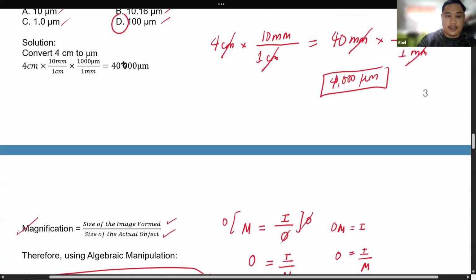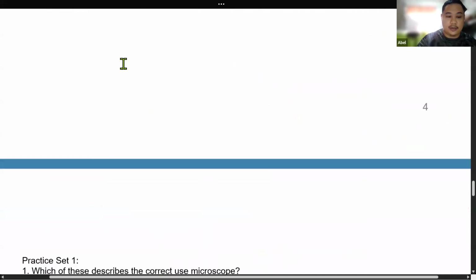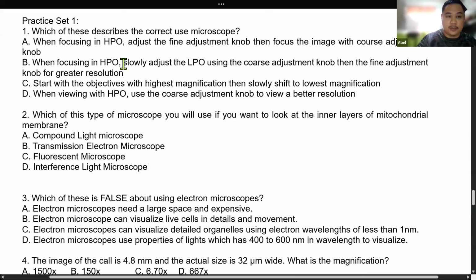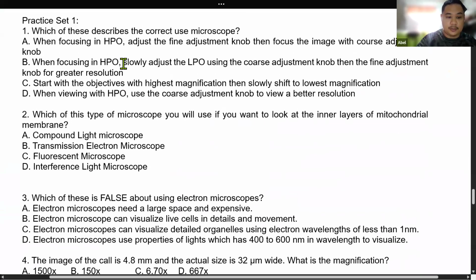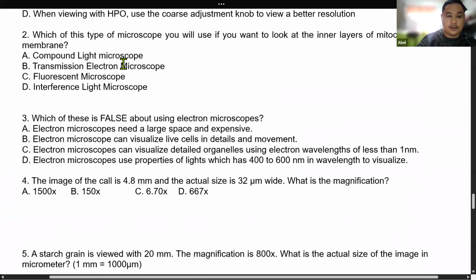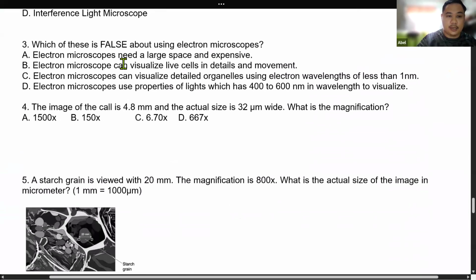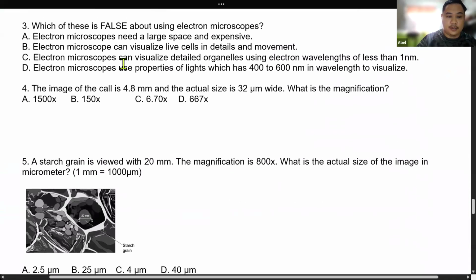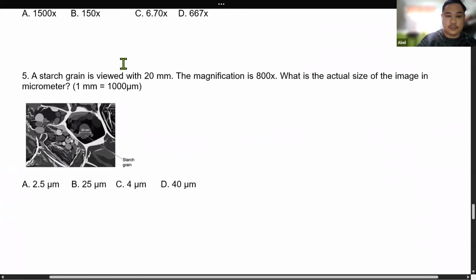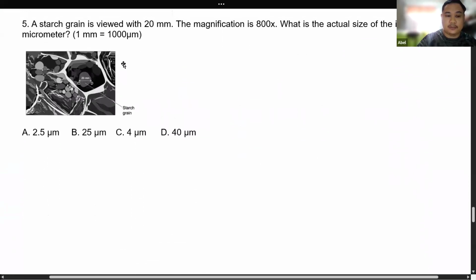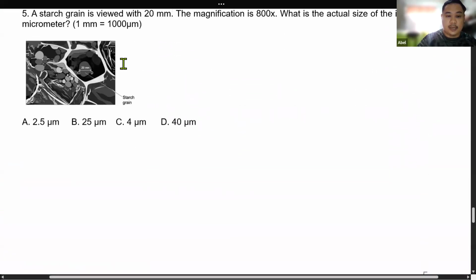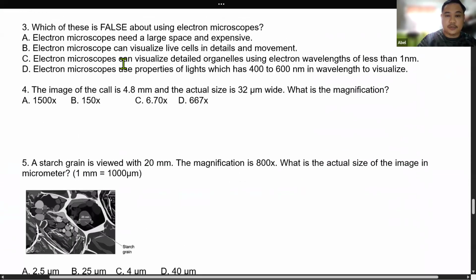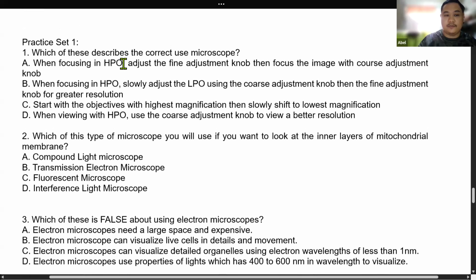Okay, and that's all. You may now try the practice set number 1. You can pause the video. So we have here number 1, number 2. We also have question number 3 and number 4, and then we also have question number 5. You can pause and take a screenshot of the video and try to answer it. And explanation will be on the other part of the video.